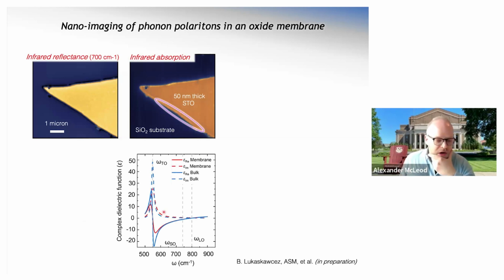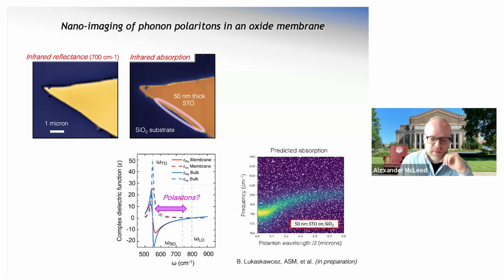We have a phonon in the strontium titanate. And the truth is, if we have a phonon, the optical permittivity of this strontium titanate layer has a region where it's negative. And this is what we need in order to have the possibility of one of these polaritons. So this is the question. Do we have a polariton actually in these two-dimensional membranes?